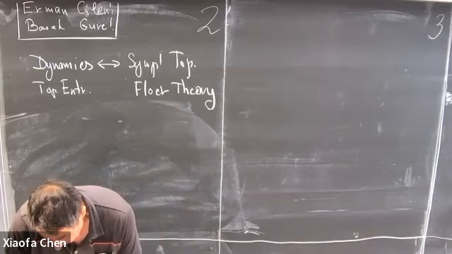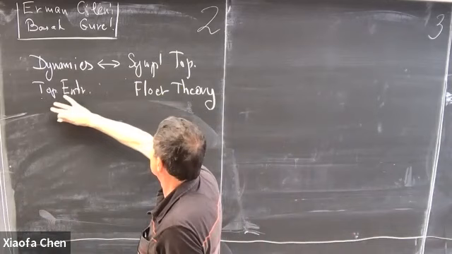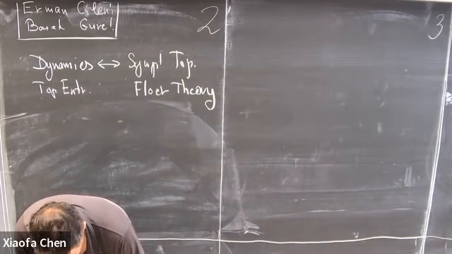So the goal here is, can I see topological entropy from the symplectic topology side, from the Floer theory side? So let me spell out what I mean by that.